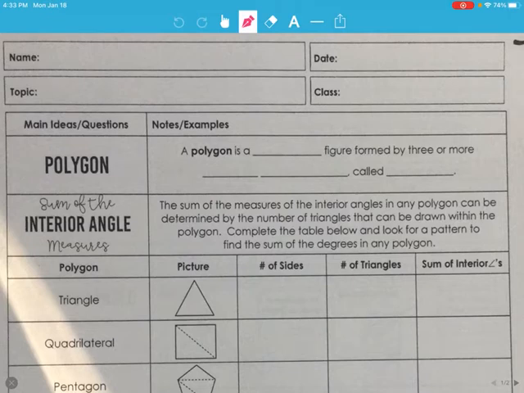A polygon is a closed figure made up of 3 or more line segments, and those are the sides of the polygon.